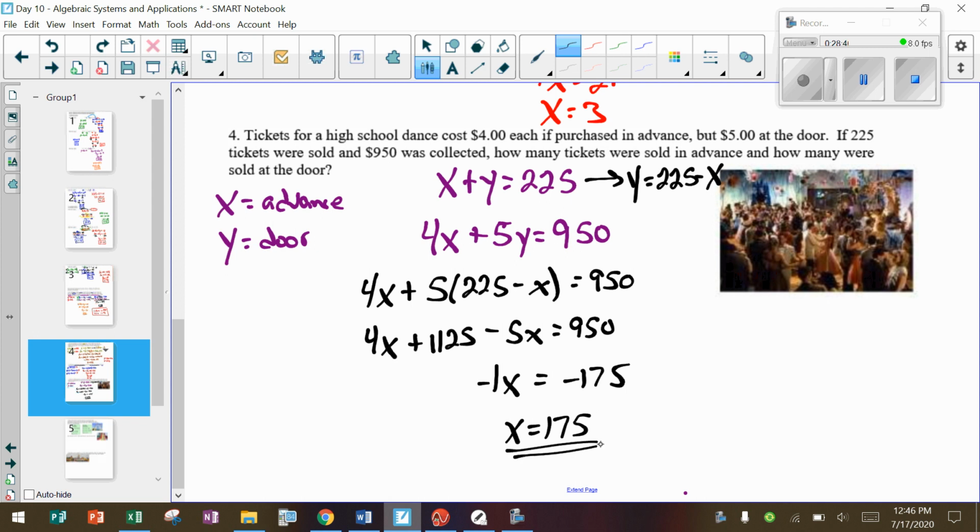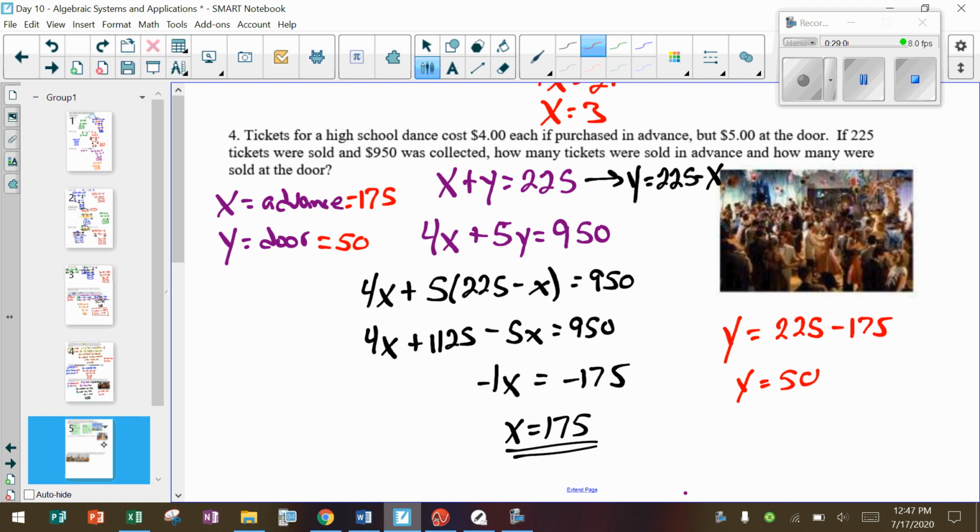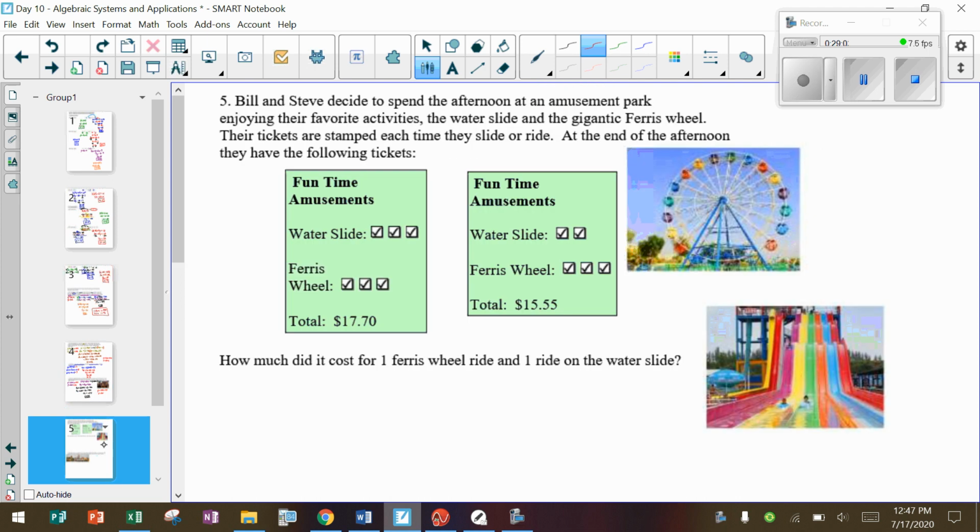Subtract that from the 225 total that we started with, because in order to find y, I take the total 225 minus the x of 175 and get 50 tickets sold at the door. 50 tickets sold at the door, 175 tickets sold in advance. Next question talks about water slides and Ferris wheels. So I want you to pause it, read it, and try it, and then come back.